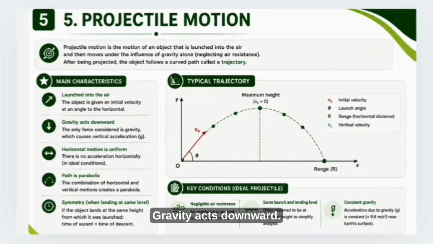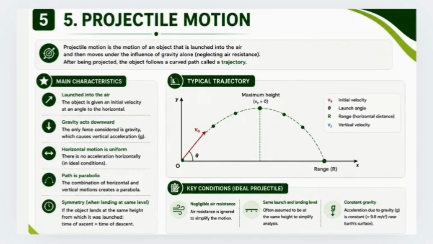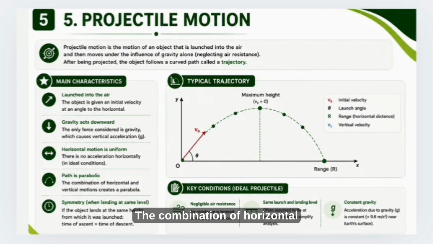Gravity acts downward. The only force considered is gravity, which causes vertical acceleration. Horizontal motion is uniform. There is no acceleration horizontally in ideal conditions. Path is parabolic. The combination of horizontal and vertical motions creates a parabola.